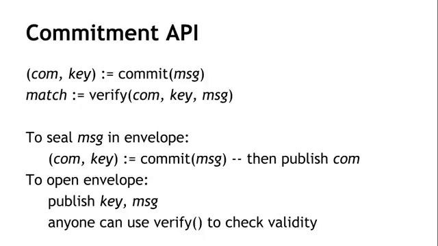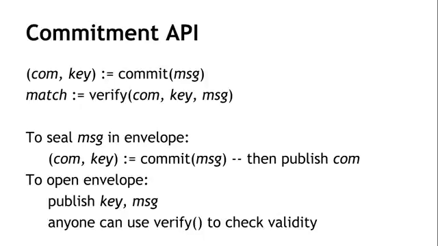Think of the commitment as the envelope that you're going to put on the table, and the key as a secret key for unlocking the envelope. Then later, you allow someone else to verify. Given a commitment and given a key, which you've told them in the meantime, and the message, they can verify that that commitment, key, and message really do go together, and this will return true or false.